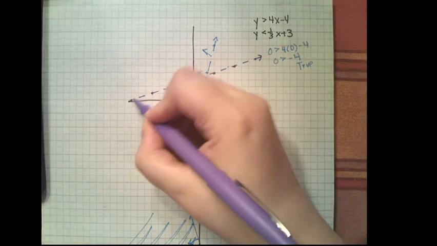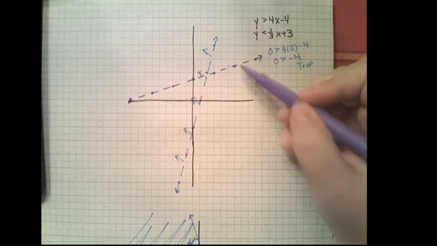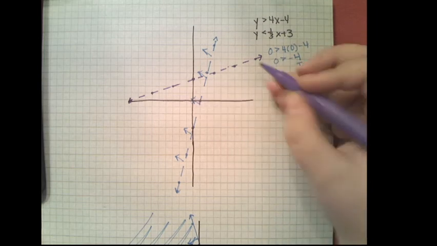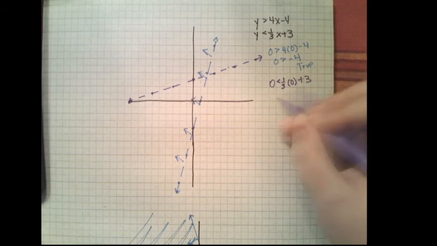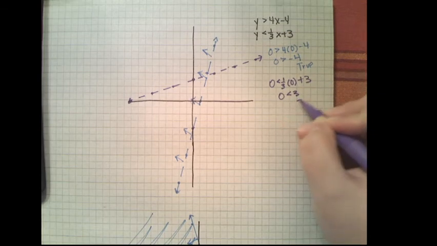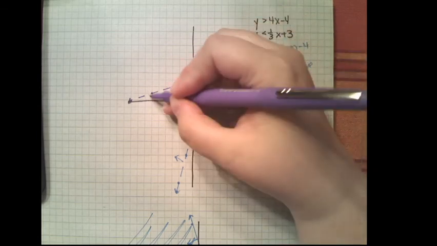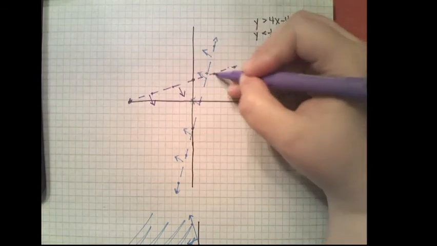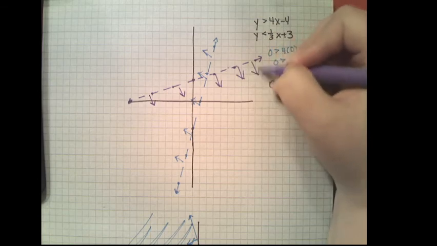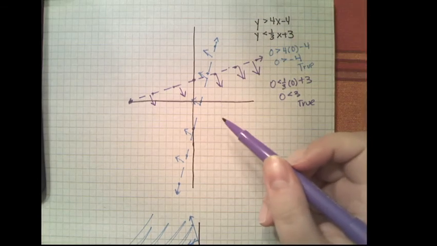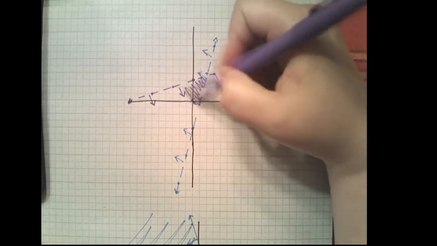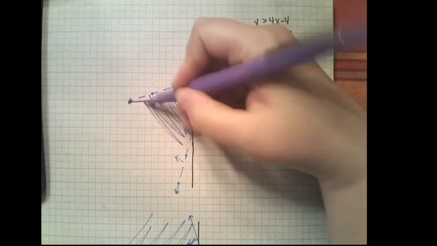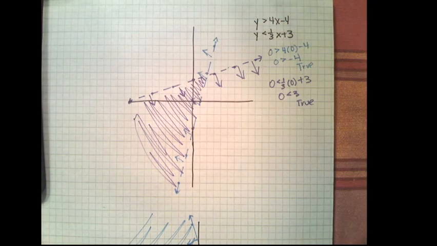And now we're going to decide, is it going to be above this line or below this line? So I'm going to use 0, 0 again. 0 is less than 1/3 times 0 plus 3. So 0 is less than 3. That's true. So it's going to point down towards 0, 0. And where are our arrows pointing at each other? In this section right here. So this is our solution region. So now give it a try on your homework and let me know if you have questions.